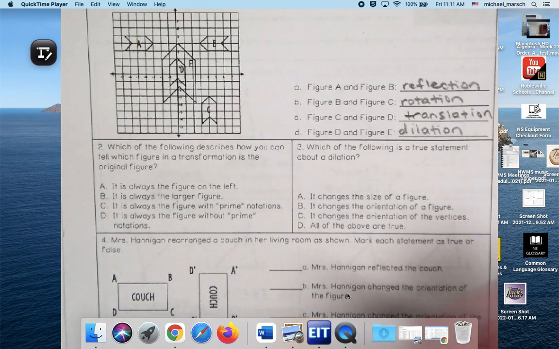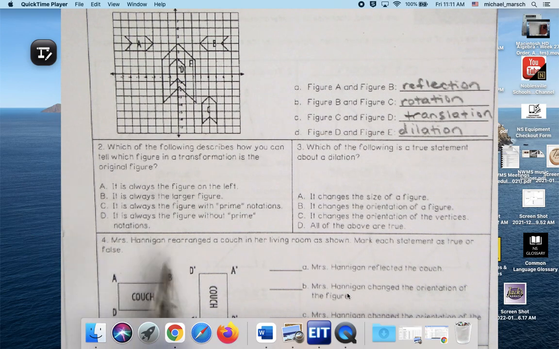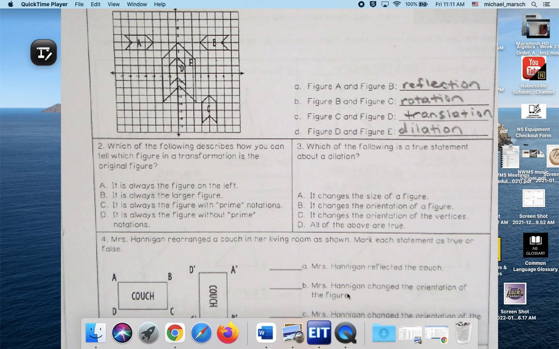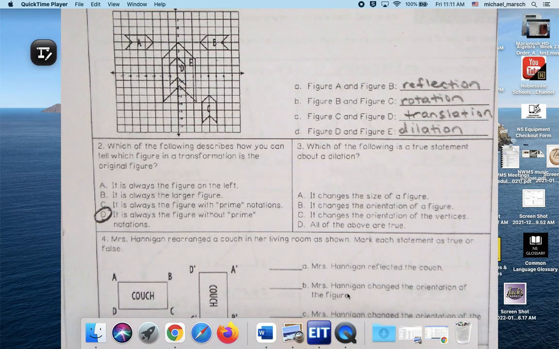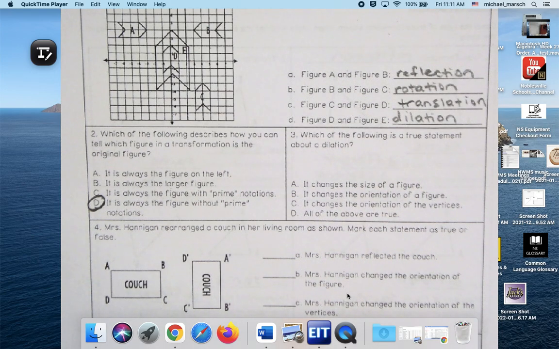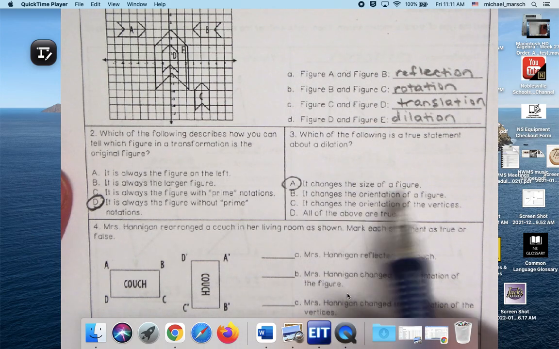Okay, which of the following describes how you can tell which figure in a transformation is the original figure? So which of these tells us which one is the original? Right, the figure without prime. Which of the following is a true statement about dilation? It is A, right? It does not change the orientation or the vertices. It only changes the size.